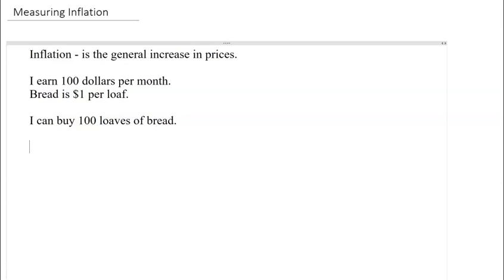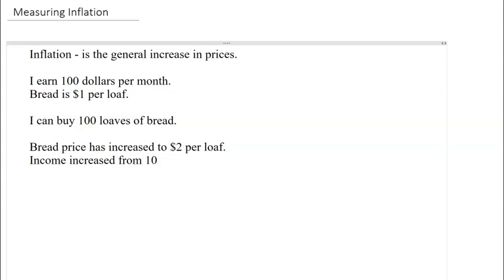Now, if inflation happens, inflation means that prices went up. Now let's say bread price has increased to $2 per loaf. So now it is a little more expensive to buy bread. And let's say income increased from $100 to $120. So I should be happy, like my income went up by $20. However, now with $120, I can buy 60 loaves of bread.